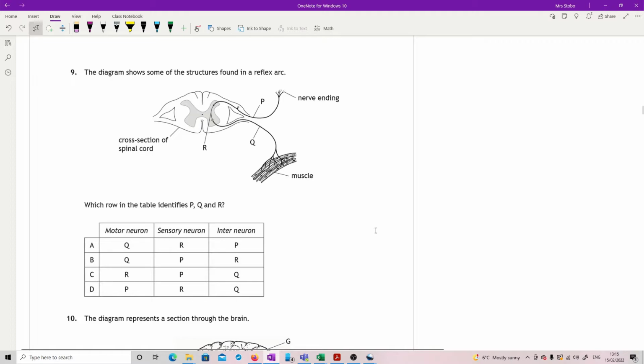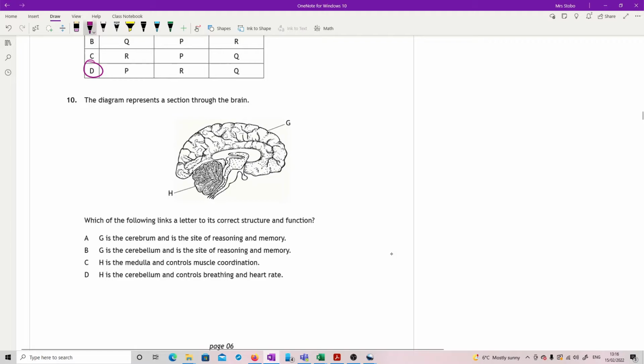Question 9, reflex arc. Okay, so we've got P, R and Q. Which one identifies which? So the nerve ending for P, that's coming in, and then going round and then coming out to the muscle. I think the muscle is the only one that is absolutely crystal clear what you're looking at. So Q is the motor. Okay, the one in between is always the inter. So P is the sensory. So let's find the right one on that. So D.